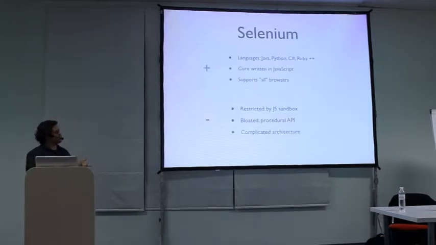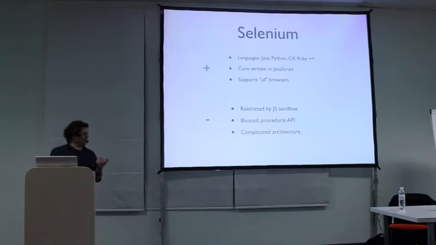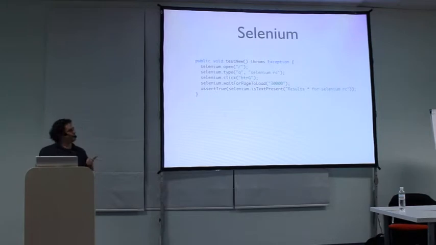So the Selenium 1 has some benefits. It's cross-language. The core is written in JavaScript, so it's quite easy to work on, and it supports all browsers in theory. But it's at the same time restricted by the JavaScript sandbox, and it has a bloated procedural API and quite complicated architecture. You've probably all seen this.